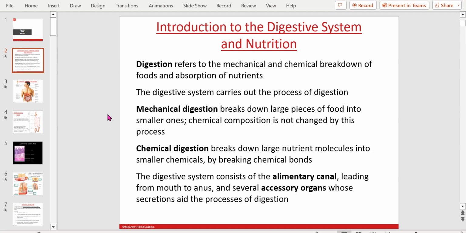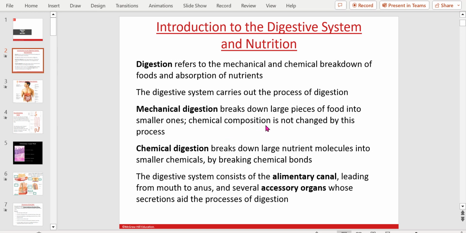Introduction to the digestive system and nutrition. Digestion refers to the mechanical and chemical breakdown of foods and absorption of nutrients. The digestive system carries out the process of digestion. There's two kinds of digestion here that I want you guys to know and be familiar with. First one there is mechanical digestion.